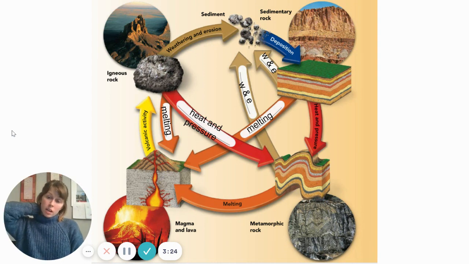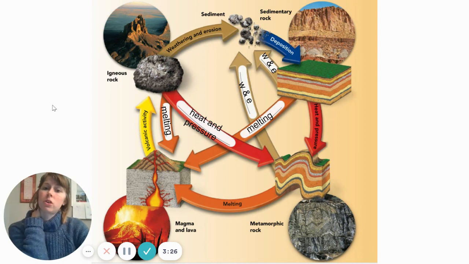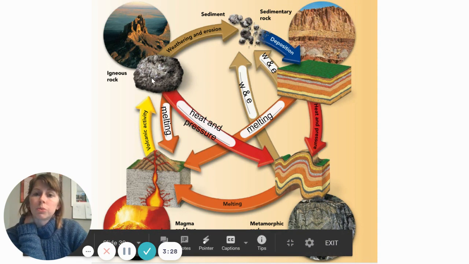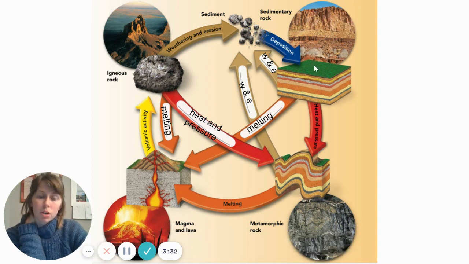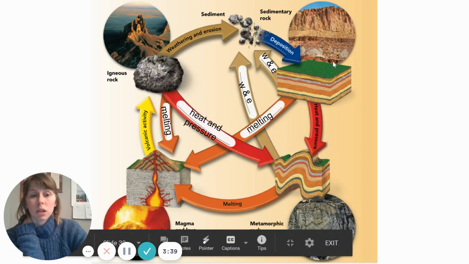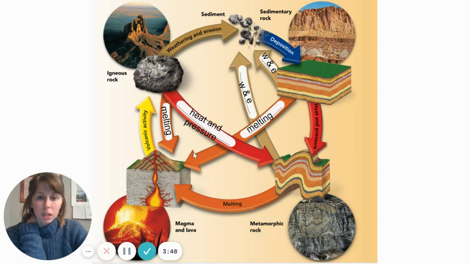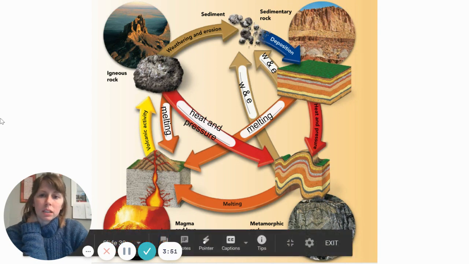So, again, this volcanic activity will erupt, and that igneous rock, through weathering and erosion, can turn into sedimentary rock, and then it has some options. It can either melt back down into magma and lava, or heat and pressure can turn it into metamorphic rock. That metamorphic rock can then melt, or weathering and erosion can cause it to go back to sedimentary. Okay, so I just want you to see some different ways that rock can change over time.